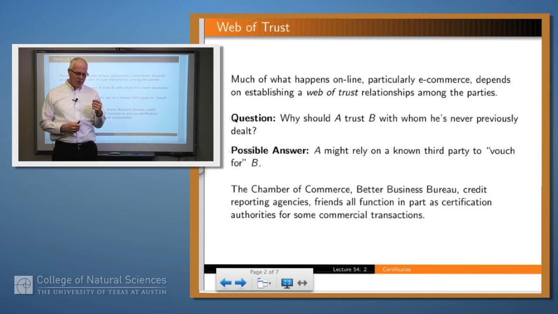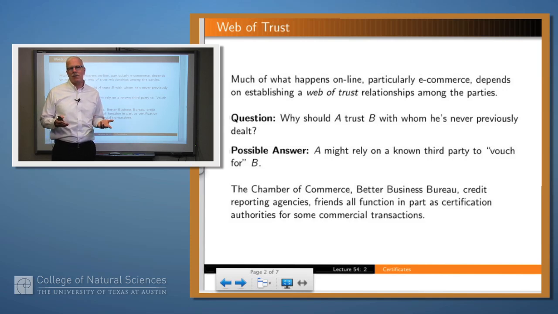Well, here's the problem. When you're on a distributed system and you're dealing with people that you may not know personally or may not know at all, how do you know that the key they send you, the public key, for example, is really theirs? And that's what a certificate is for. So a certificate is a way of one party vouching for a binding between an identity and a public key. And that's called a certificate, right?